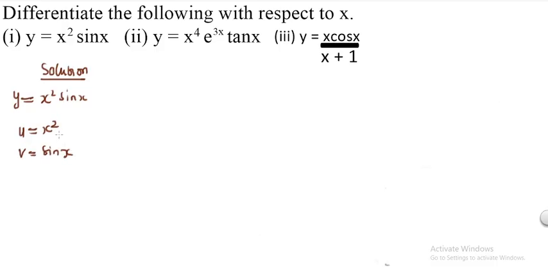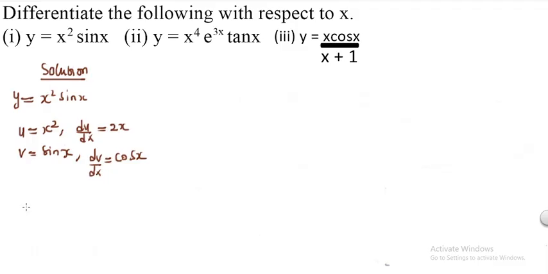The next thing I want to do is differentiate each of these functions. So if I do du over dx, differentiating x squared is equal to 2x. Now if I have v as sine x, differentiating v, dv over dx will equal cos x. Now that I've differentiated each of my functions, let's look at the formula we use when we are using logarithmic differentiation.